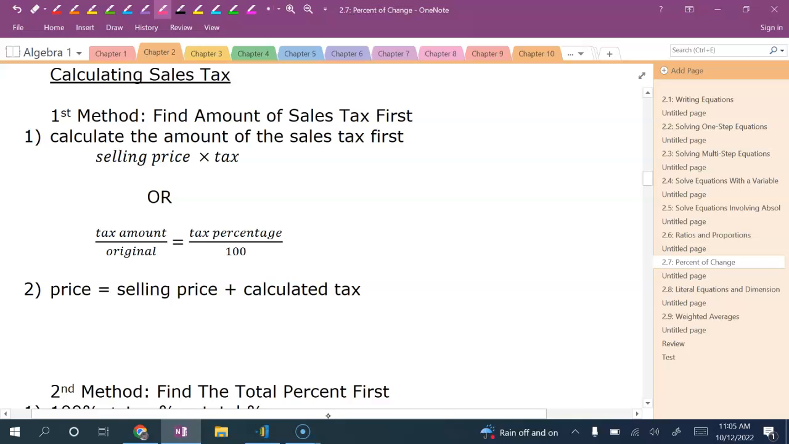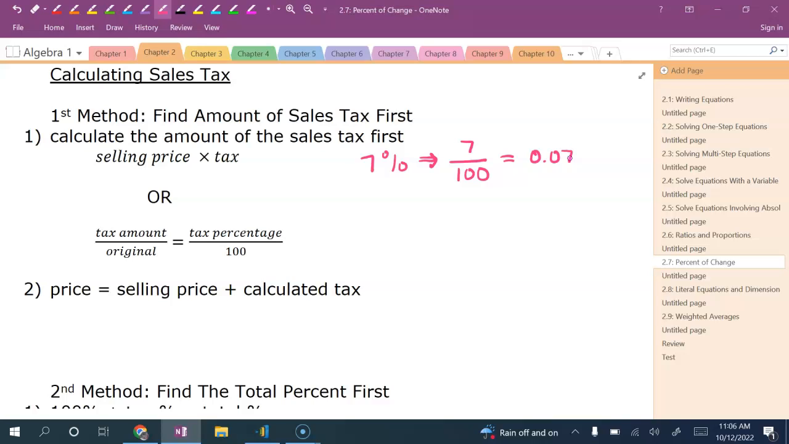The first method is finding the amount of sales tax first. Now, the key thing to remember with these types of problems dealing with sales tax, and then in the future when we talk about discount, is they are going to be giving you numbers that are written as percentages, but you will need to change it to a decimal. So if you are given something like 7%, you need to change the percent to a decimal. To do that, you would divide by 100, and this would give you 0.07. And so then when you're actually calculating the problems, you want to make sure that you use 0.07 and not 7, because 7 would be much too big.